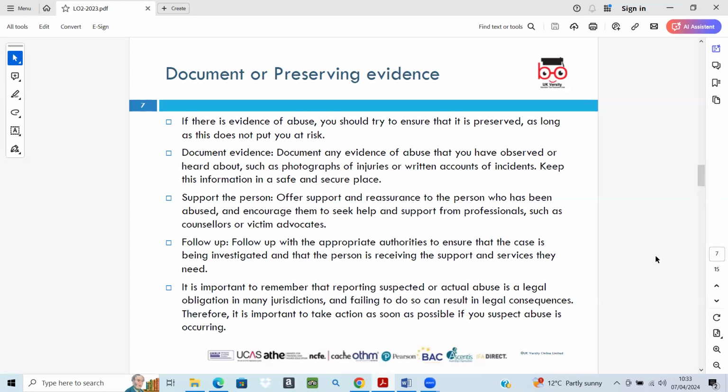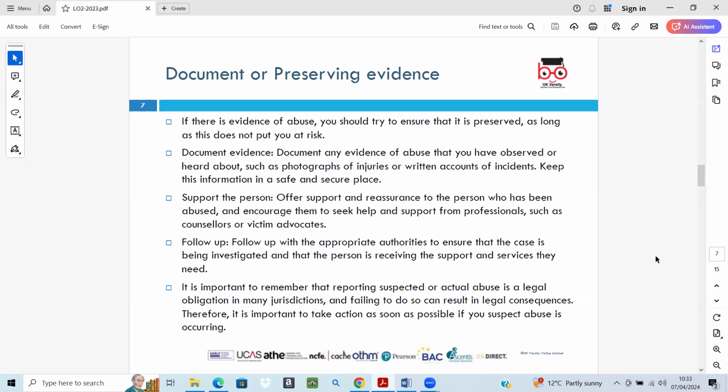And again, if we ask why it is important to document evidence of abuse, it is important because it is crucial for supporting the investigation and ensuring that the appropriate actions are taken to protect and support the victim.